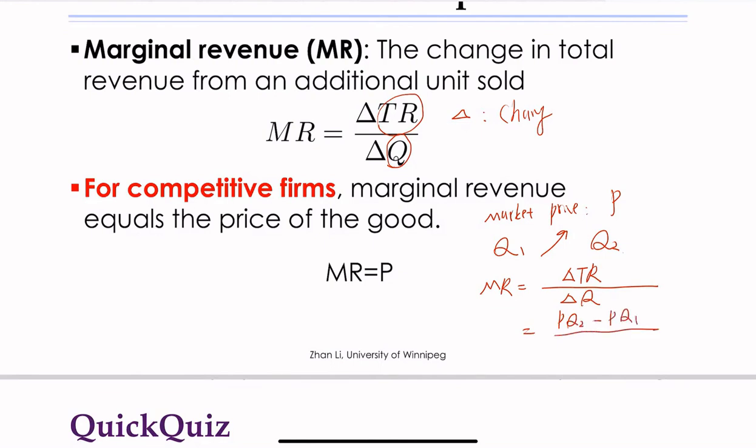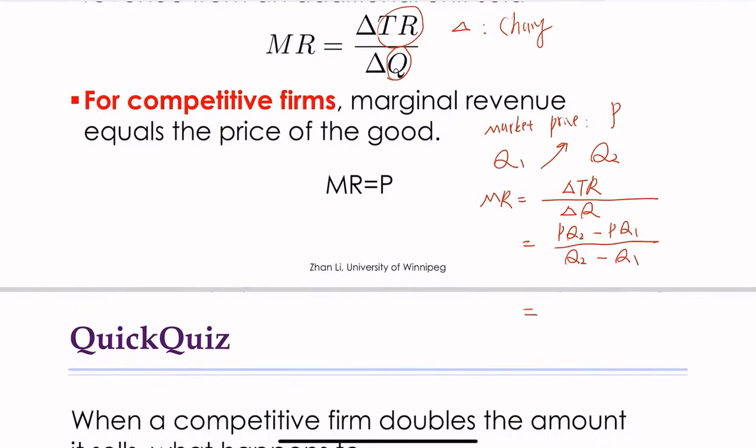And the change in quantity is just Q2 minus Q1. And then you can see that this is equivalent to P times (Q2 minus Q1) divided by (Q2 minus Q1), right? Now it's pretty obvious these Q2 minus Q1s will just cancel out. So in the end, you will get this very simple number, price.